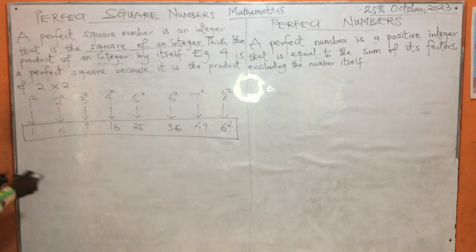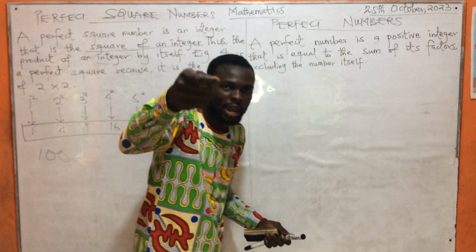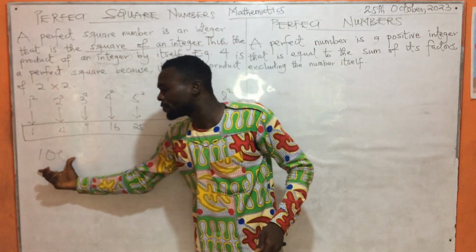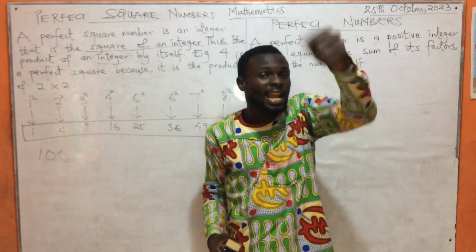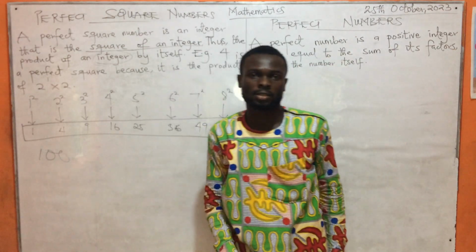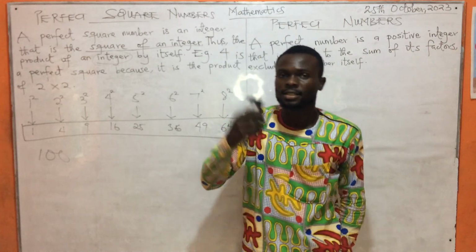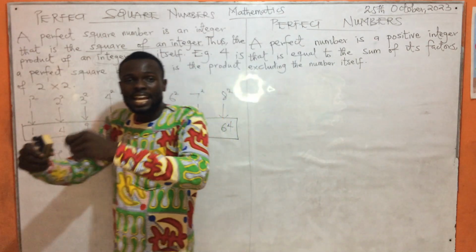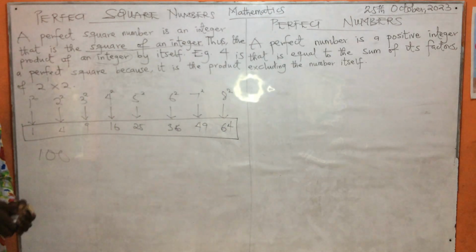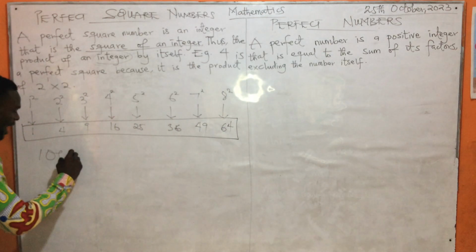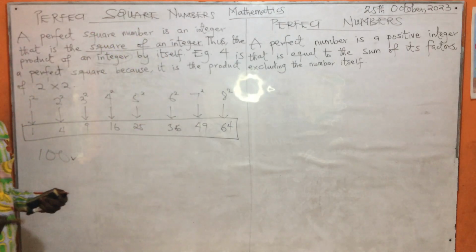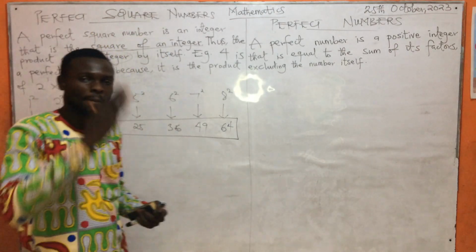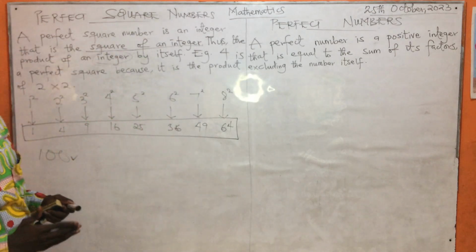Now let's take the number 100. Is 100 a perfect square? For 100 to be a perfect square, there should be an integer that when I square the integer, I should get 100. And what number is that? 10. Squaring the integer 10 will give me this integer 100. So therefore, 100 is a perfect square.